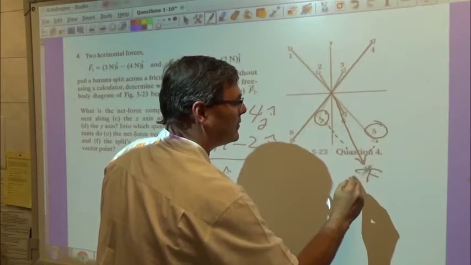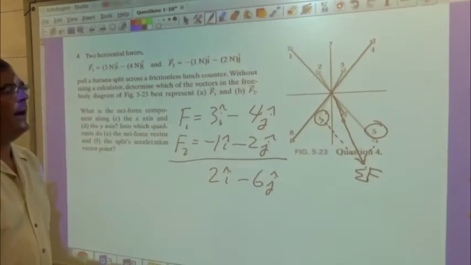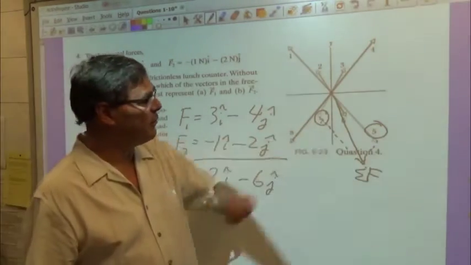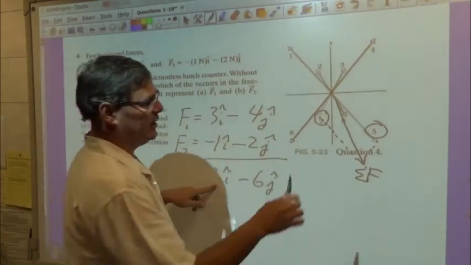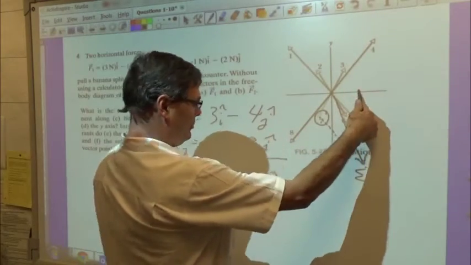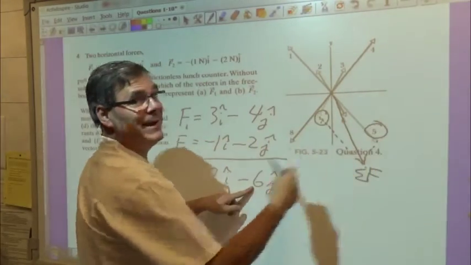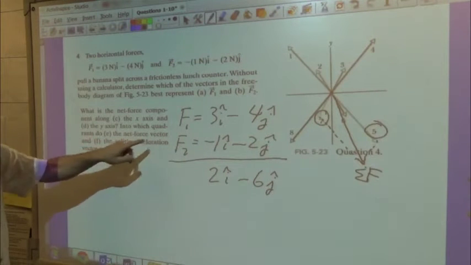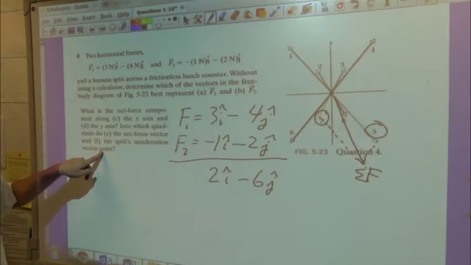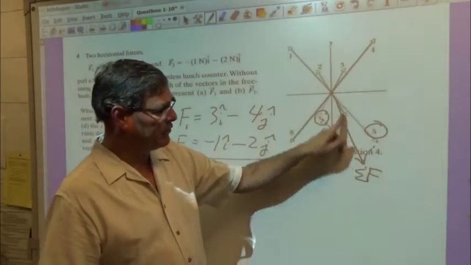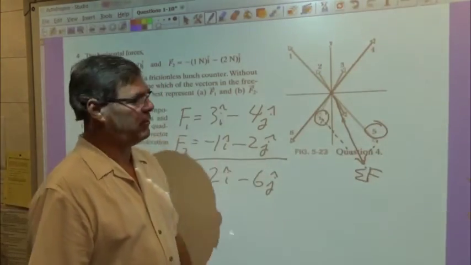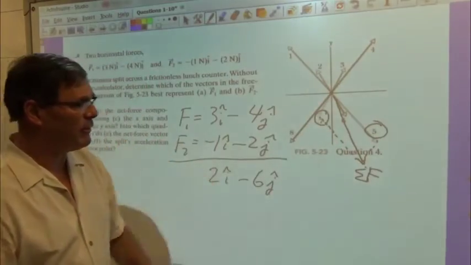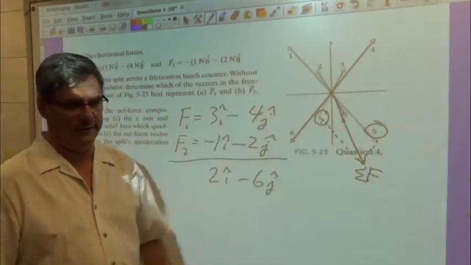Sigma F, there's the sum of the forces of force 1 and force 2. And we can see that has an x component of 2 and a y component of negative 6. So into which quadrants do the net force vector and the object's acceleration vector point? Well, the net force and the acceleration are always in the same direction. So the answer to both of those is the fourth quadrant.